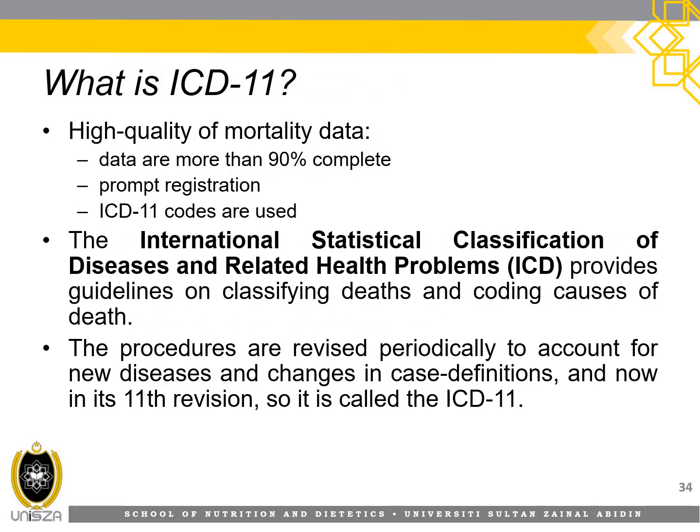To avoid problems and to ensure high quality of mortality data, a prompt registration is needed. Therefore, ICD-11 codes are used to record data so that they are 90% more complete. So what is ICD-11? ICD-11 is the International Statistical Classification of Diseases and Related Health Problems, which provides guidelines on classifying deaths and coding causes of death.